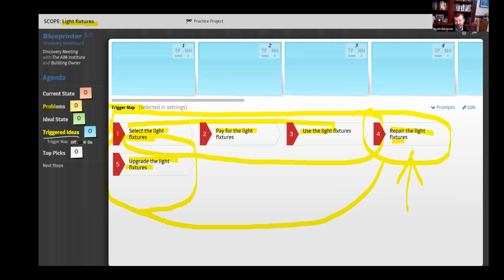the consumption jobs. And by the way, when we're doing the consumption jobs, really the assumption is we're not innovating the light fixture. I mean, we might, but only if it helps us to get one of these done better.